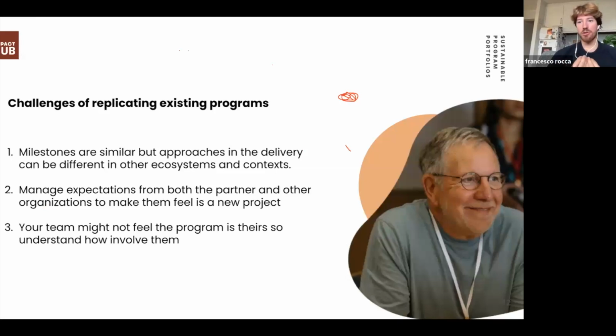As I said before, there are also some challenges that come with the replication of programs, because sometimes you need to adapt a bit to the local ecosystem. In our project with Coca-Cola, the beneficiaries in Portugal might not be the same as in Spain. Then you also need to manage, as TJ said before, the expectations of the client. Not every company likes to have a copy-paste project, so you need to make sure it looks a bit new.